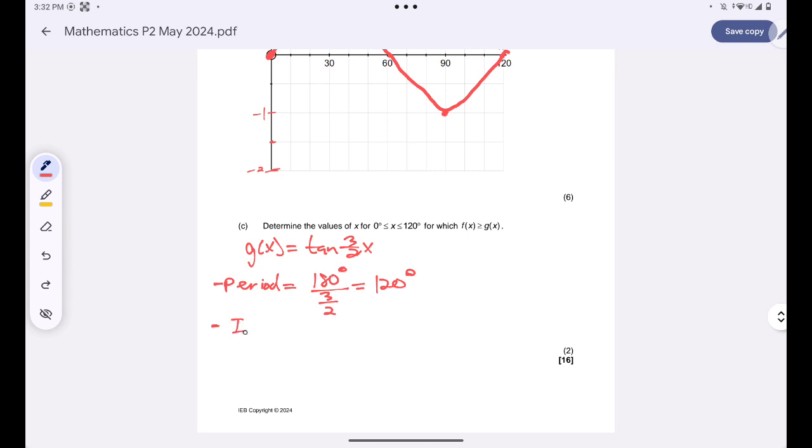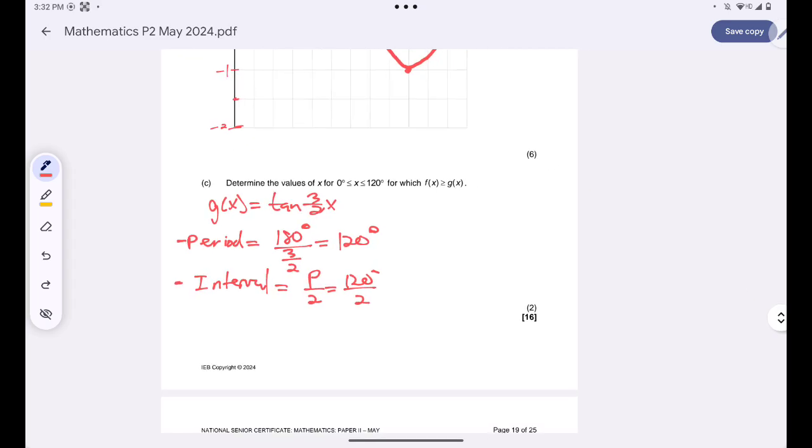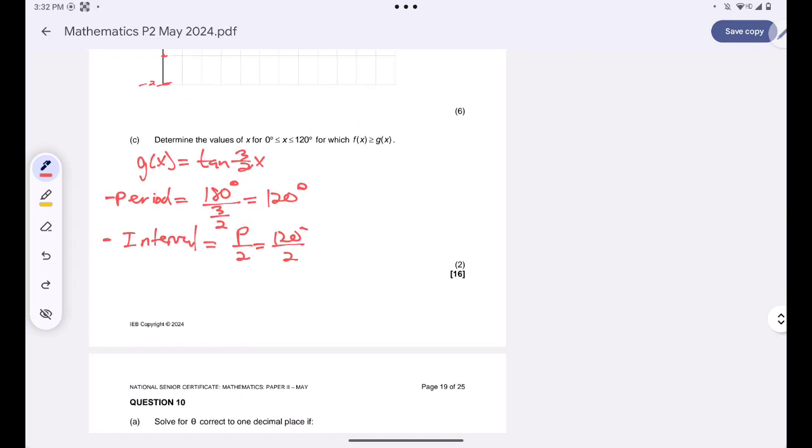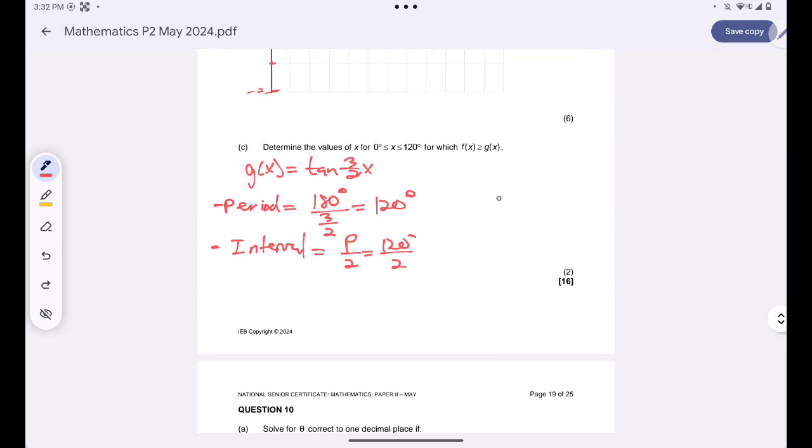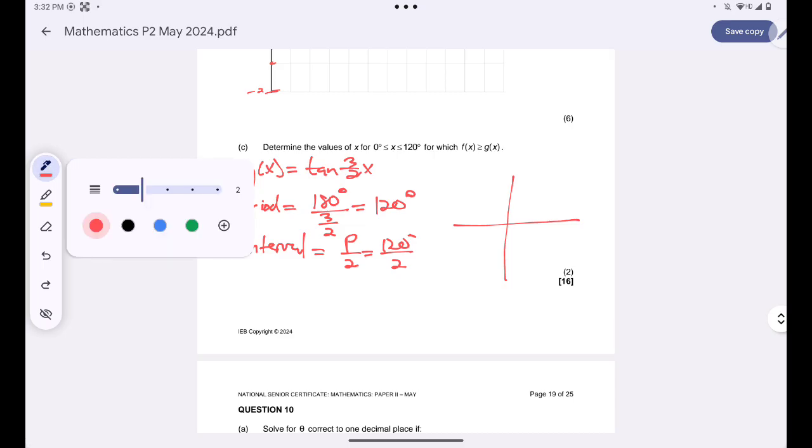Secondly, find the interval. For tan, interval we say period all over 2, which is just 120 degrees all over 2, right? And then for tan we use a Cartesian plane, not a unit circle. For tan it's just simple. I don't care what values are here. All I know is that those values will be my asymptotes. And there's nothing added next to 0, so that means my starting point is at x equal to 0. Are we together?